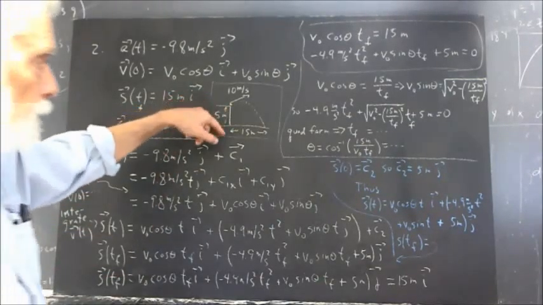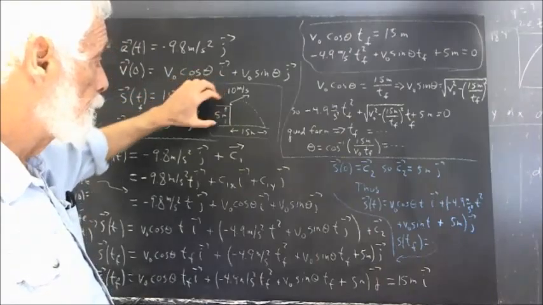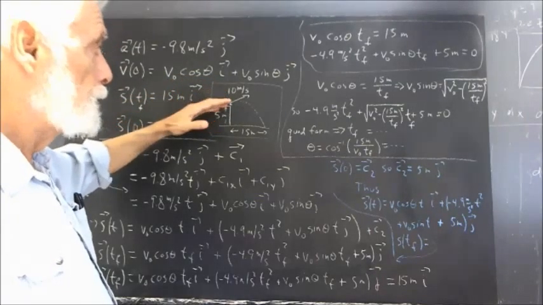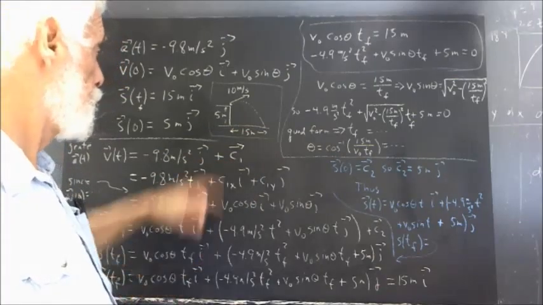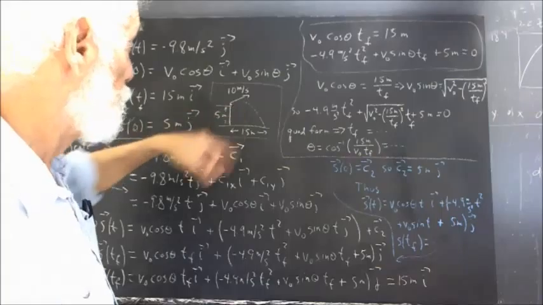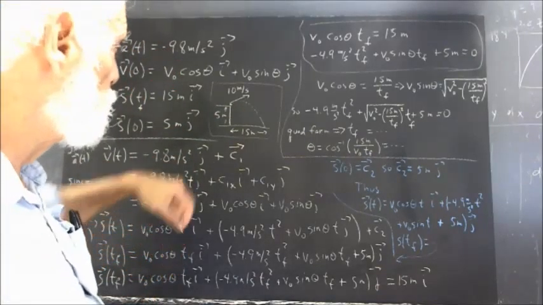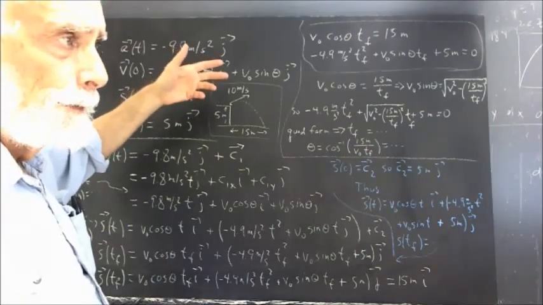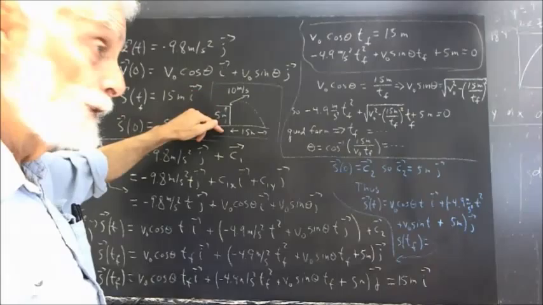Okay, small picture of the situation in problem 2. Projectiles fired from a 5-meter height at 10 meters per second, lands 15 meters away. What's the angle of elevation? Now, just to frame the problem, or to understand a little bit, we know that a projectile will fall 4.9 meters in 1 second. So this is going to take about 1 second to fall.